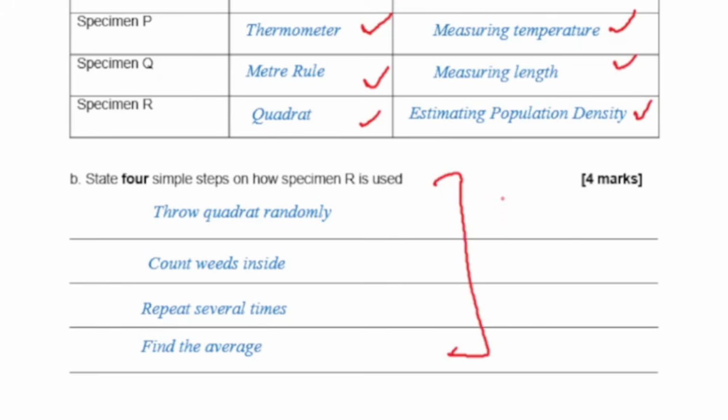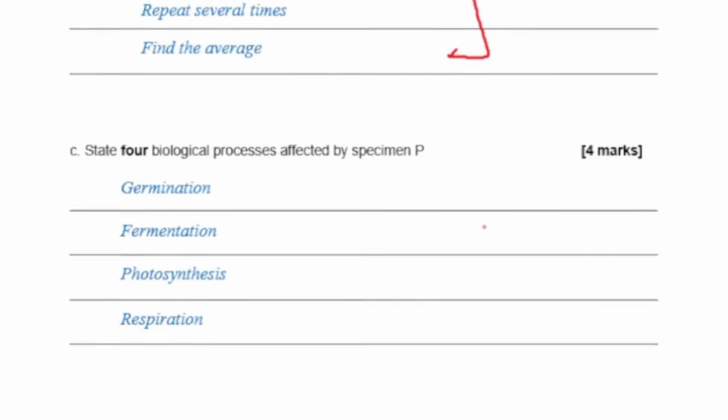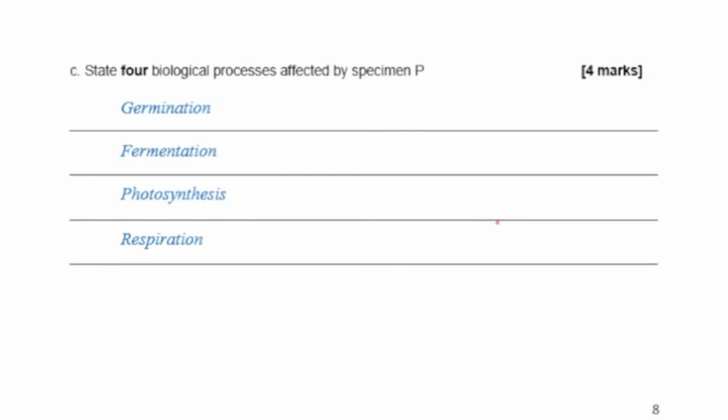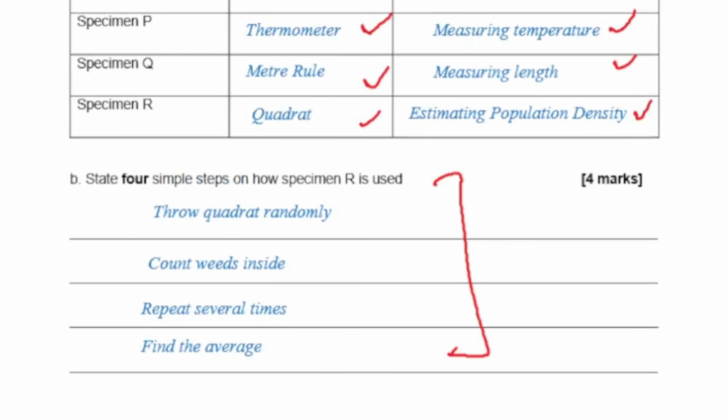Remember, I asked that you check out the video if you've not seen it before, so you can get more details on this. We're just trying to make this very short, so that's why we are trying to do this in a hurry. The 4 biological processes affected by specimen P are germination, fermentation, photosynthesis, and respiration. There could be more, but these are the ones we just covered in this video.